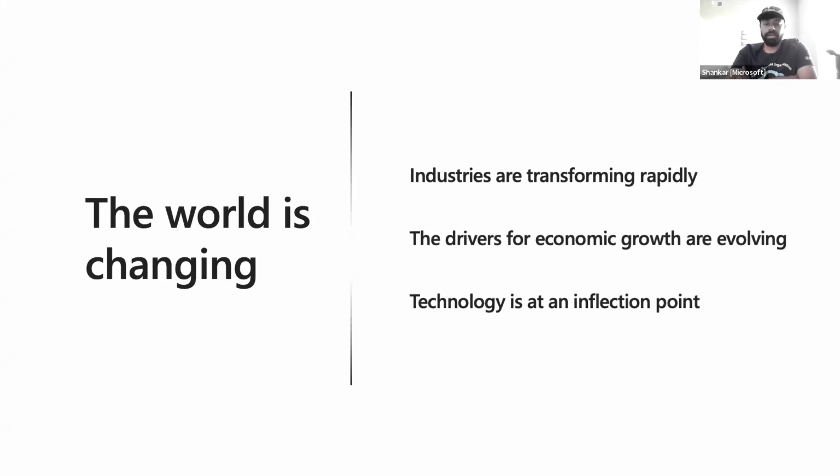And when you look at the current trends, the world is really changing after the pandemic and after all the COVID and people returning back to work. We have seen that industries are transforming rapidly, and there are a lot of drivers required for economic growth that are evolving and getting advanced. Technologies are at an inflection point with all the services and cloud technologies that have been announced, and the pace at which business has been adapting. So with all these different trends and signals, it's clear that the world is changing and businesses are trying to adapt to that ever-changing world.